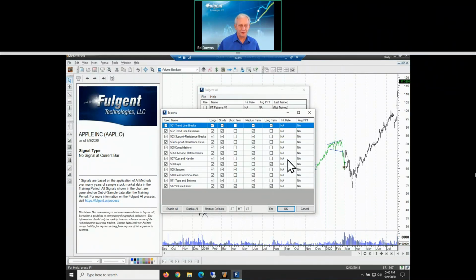Now, we have defaulted this to what we think looks good in the charts. Actually, I did it. I went through all these patterns myself and said, well, I think for consolidation, they really just want to see the medium terms, because the short terms are like little wiggles and the long terms are pretty far out there. But what you can do is say, turn on all the short terms, all the medium terms, all the long terms. All right, now we're loaded for bear.